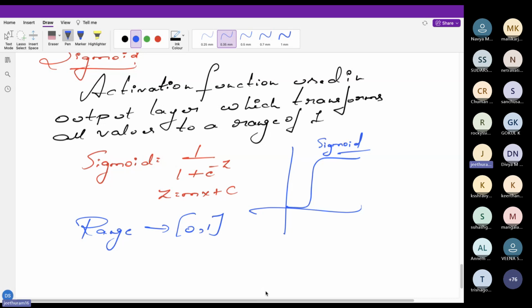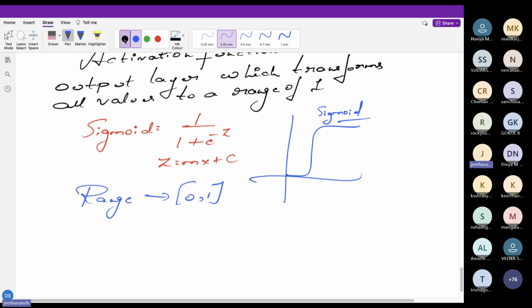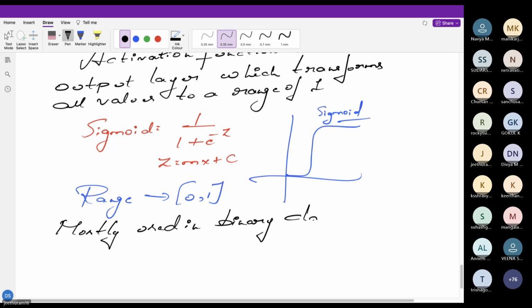Next one is softmax. And one more important thing, the sigmoid is used in our output layer, but especially when it's a binary classification problem. So it's mostly used in binary classification problems.